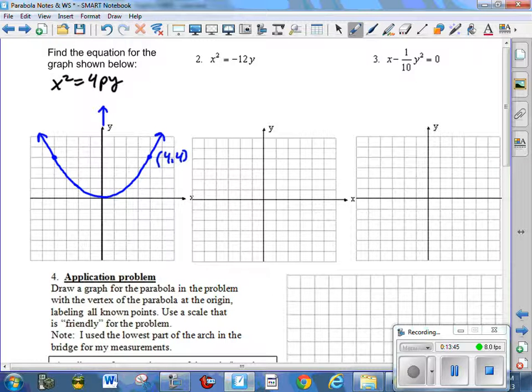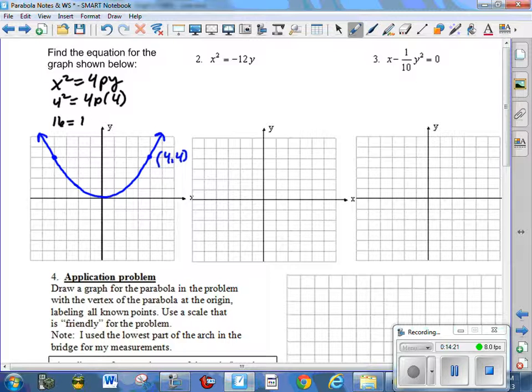Now I don't know the distance p because I don't have a focus drawn on here already. I'm going to erase my little arrow, it's kind of in the way. But I do know a point that's on the graph. And if I know that it goes through the point 4, 4, I can put in 4 for x and 4 for y and figure out what 4p has to be. So I'm going to put 4 squared is equal to 4p times 4. So we have 16 is equal to 4p times 4, which just means that p has to equal 1.